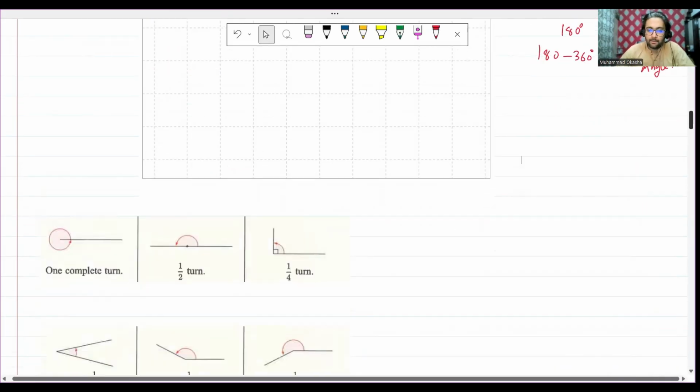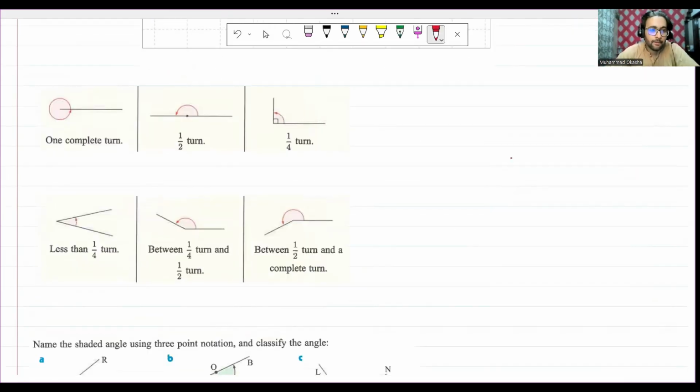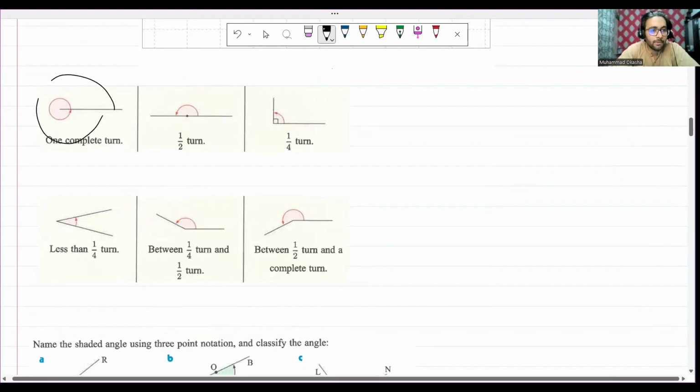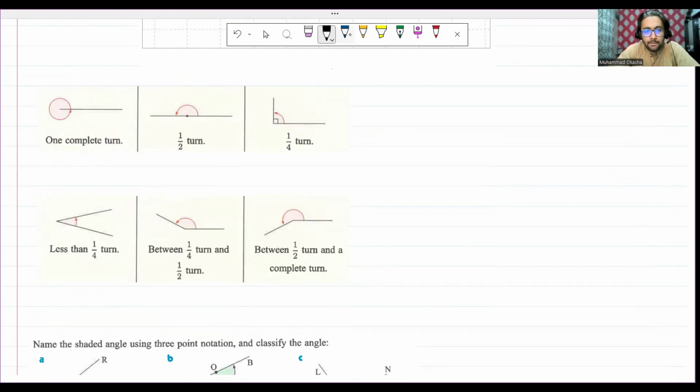Let's take a bigger picture. If you have one complete turn, that is 360 degrees, right? If you start from a certain point and take one complete round trip, that is 360 degrees. I'm going to write it over here. If you have one half of a turn, that is 180 degrees. Of course, you divide 360 degrees into a half and you're left with 180 degrees, right? A quarter of a turn, I hope you can already tell, is 90 degrees.